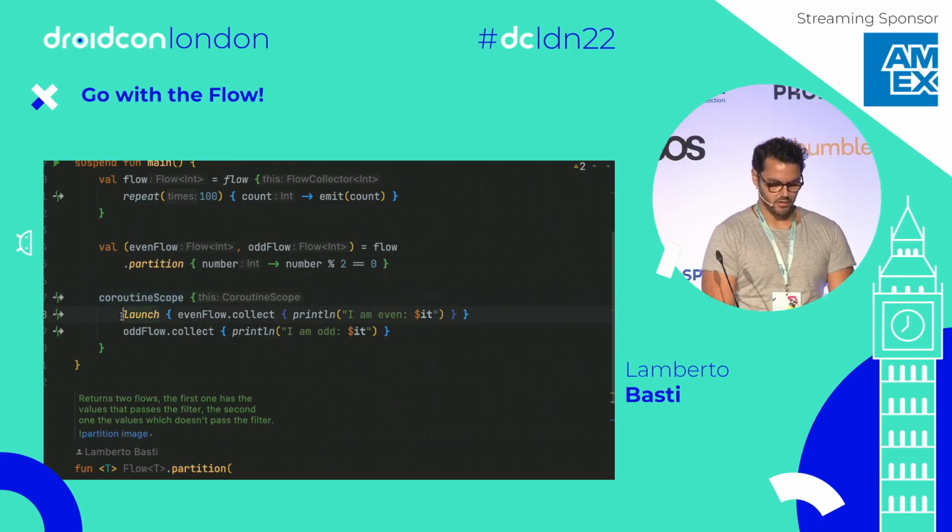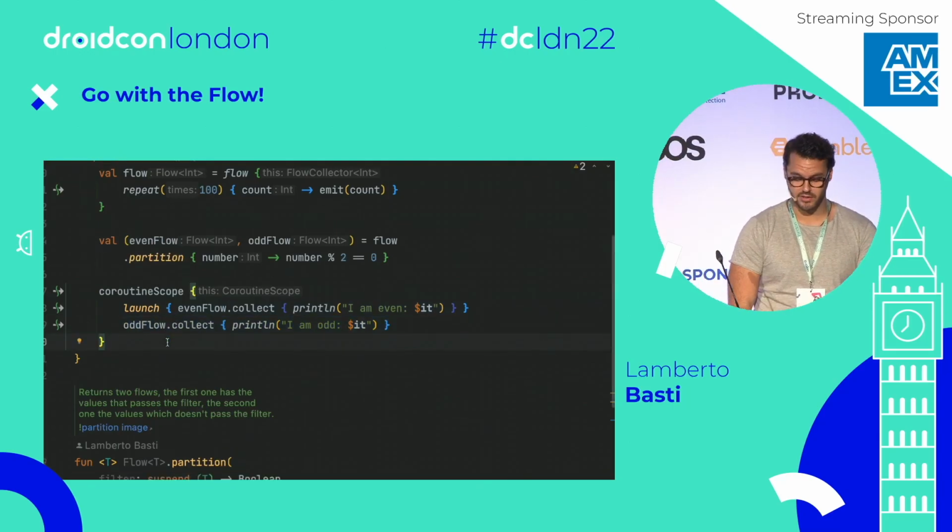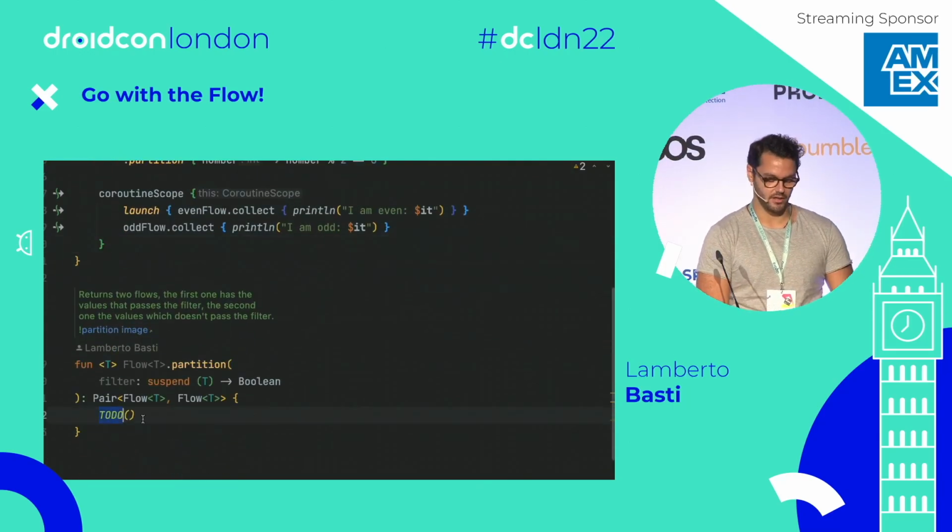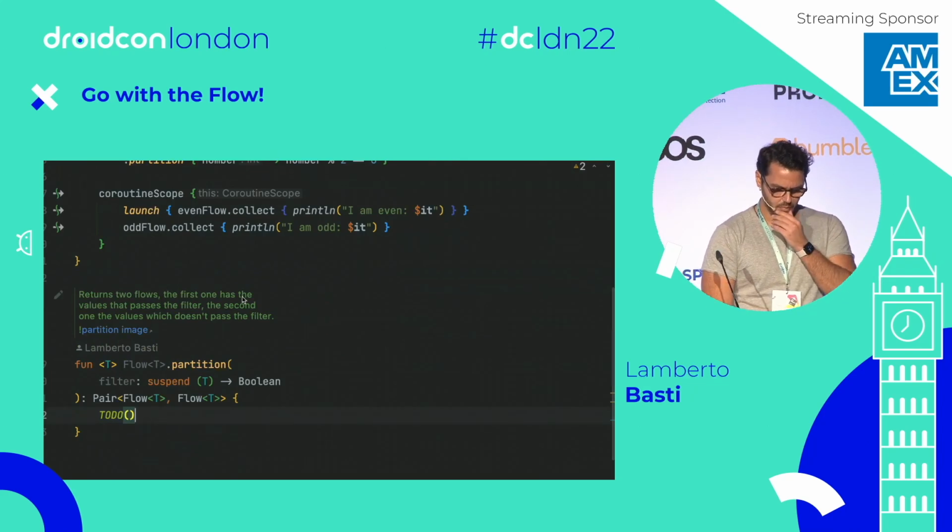So what we do here is spawn a child by launching a coroutine somewhere else, and inside of it, we collect the even flow. And in the meantime, in the current coroutine, we collect the odd flow. We can't run this yet because we still need to implement it. So let's see how we create an actual operator.